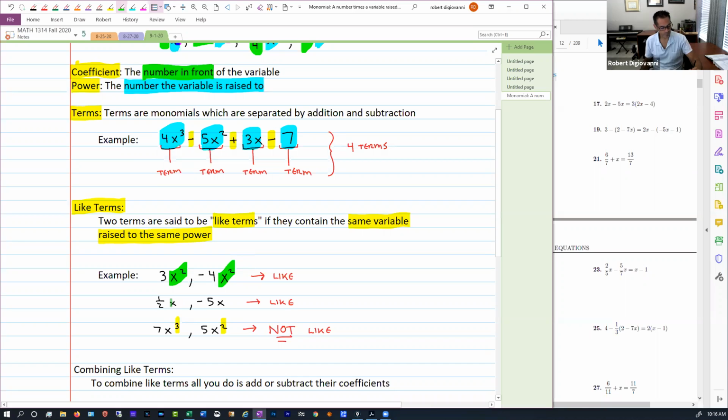Same with the next one, x, x. Forget the half and then -5. Don't worry about that. Just do you see the same letter to the same power? Yes, we do, so they're like terms. Now, the last example are not like terms because they have the same letter x, but they're not raised to the same power, right? One of them is 3, the other one is 2. So these are not like terms.